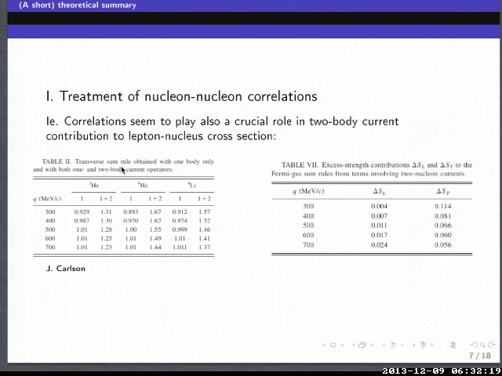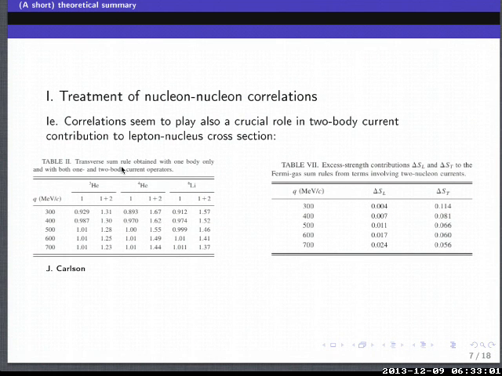But it is not the whole story, because correlations also seem to play a very important role in the two-body current contribution, which has become the center of interest of the neutrino community during the last three or four years, maybe more. Here are two tables from a presentation or paper by people who are present here. Two-body current contributes mostly to transverse responses. These are electron scattering computations for light nuclei.